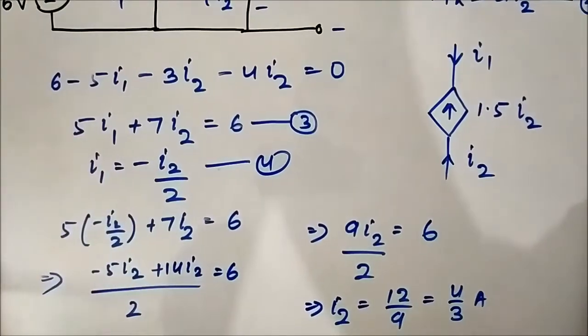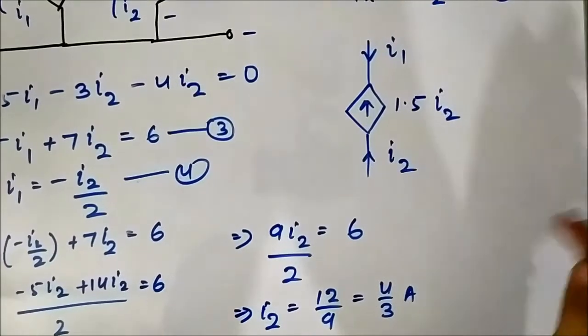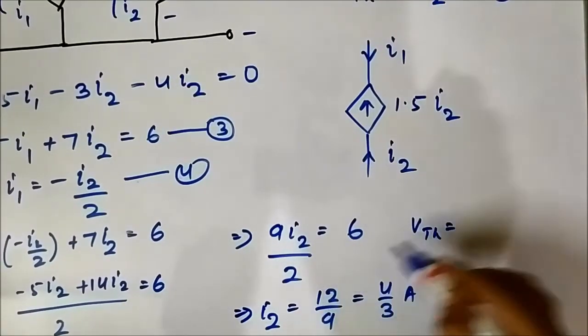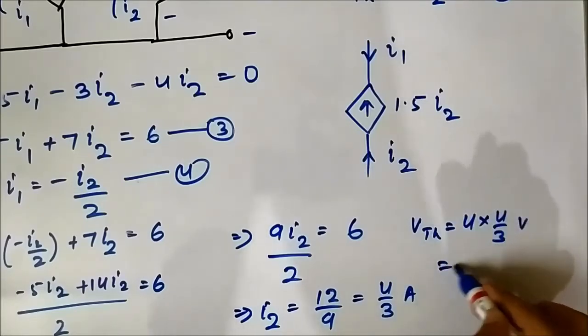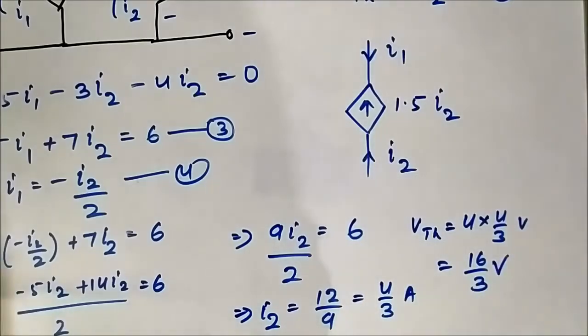Now VTH is equal to 4 I2. So VTH here will be 4 into 4 by 3 volt, which is equal to 16 by 3 volt. If we calculate 16 by 3 volt, it will come around 5.3.